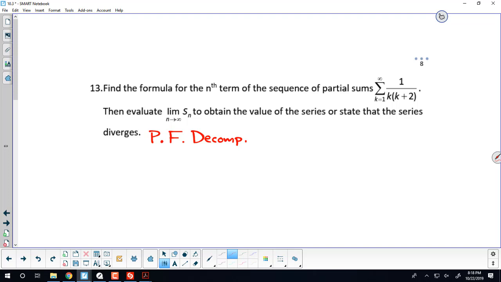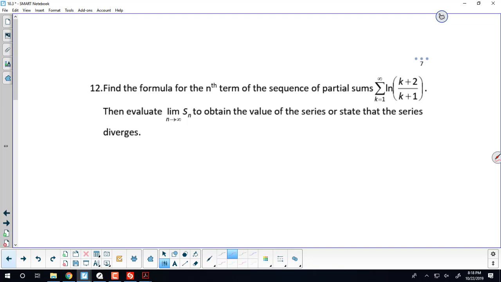All right, we'll do that in a moment. We did already mention that, so we'll write that down and come back to it. So example 13, we'll do partial fractions to see what it gives us. Hopefully it gives us something that's telescoping.